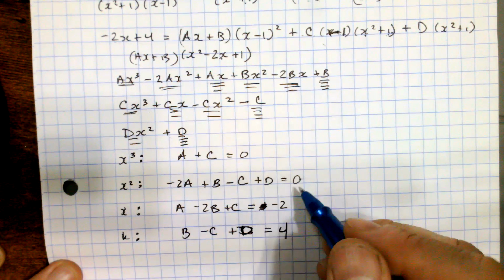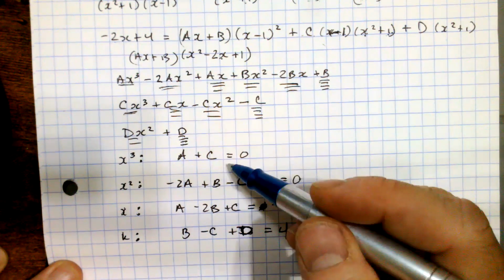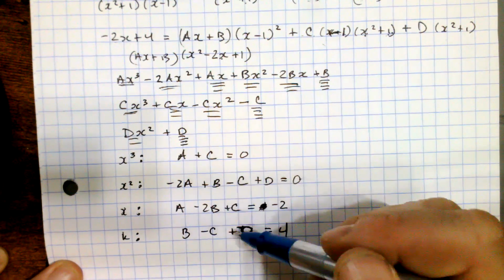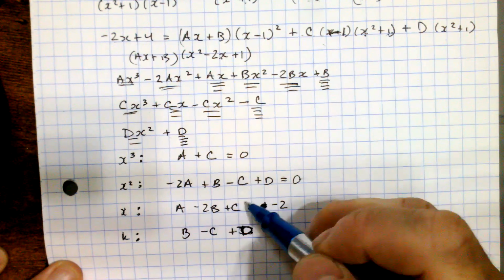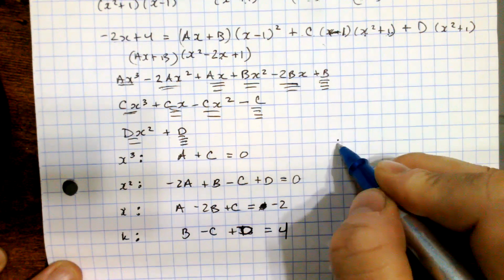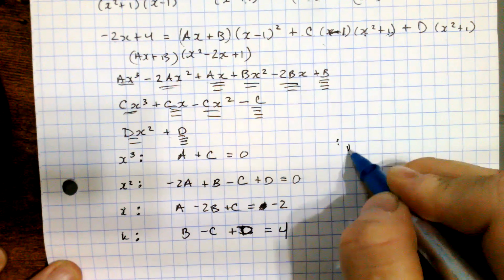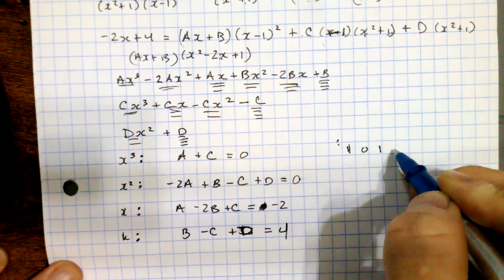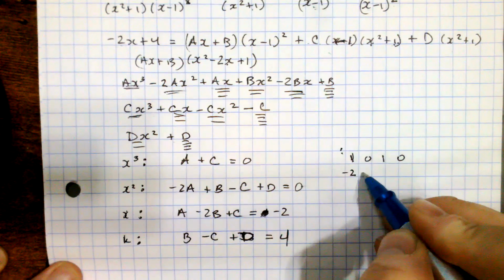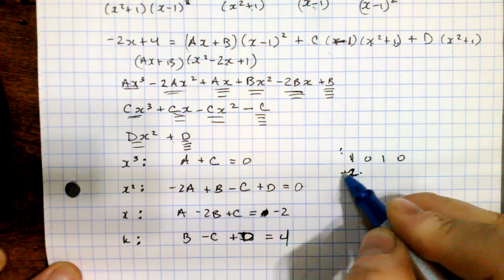So now I can write this out. You can solve this a variety of ways. It's set up for maybe substitution, where you can let a equal the opposite of c and get a relationship here. I personally like to write this out as a matrix. So if you can imagine, I have a 1, a 0, a 1, and a 0. And then I have a negative 2. No, sorry, I have a 1. Oh, negative 2.